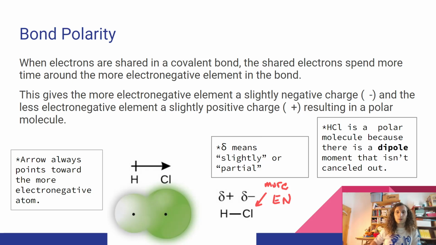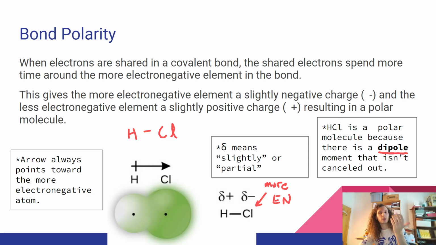Now, overall, this is going to be a polar molecule because this dipole moment, that's what we call this sort of polar arrow or these partial squiggles, isn't canceled out symmetrically based on what we know about the shape of this molecule, right? This is just one line, right? H to Cl. There's no three-dimensionality to it. It's just like boop, boop, and there's more electrons on the chlorine.